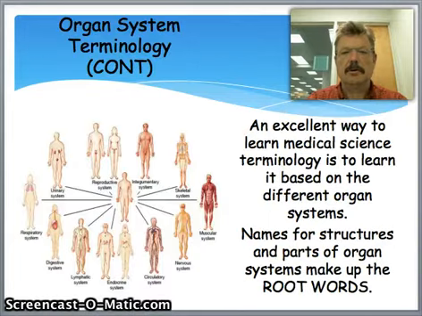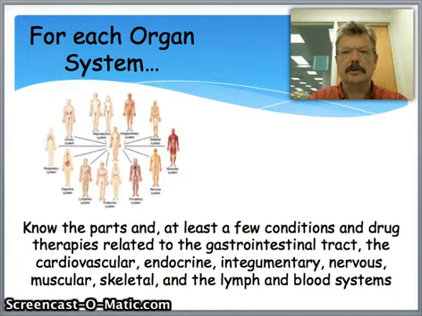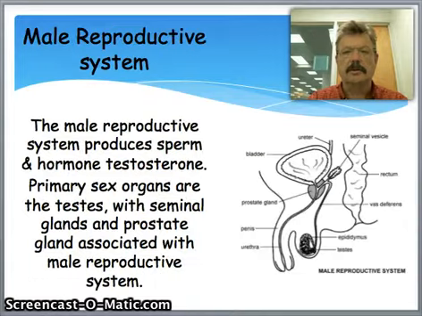Organ system terminology. An excellent way to learn medical science terminology is to learn it based on the organ systems. Names for structures and parts of organ systems make up the root words. For each organ system, you should know the parts and at least some of the conditions and drug therapies related to the gastrointestinal tract, the cardiovascular, endocrine, integumentary, nervous, muscular, skeletal, and the lymph and blood systems.